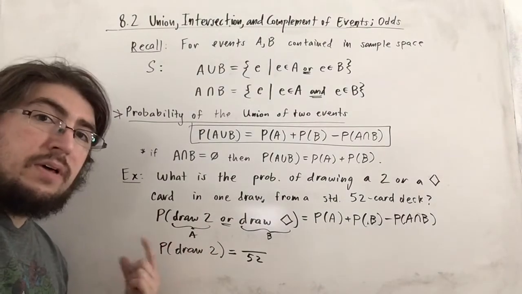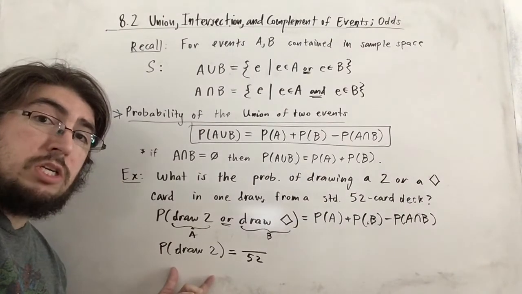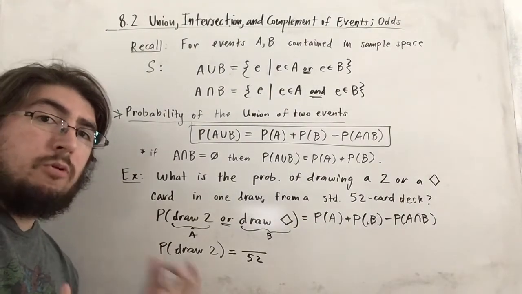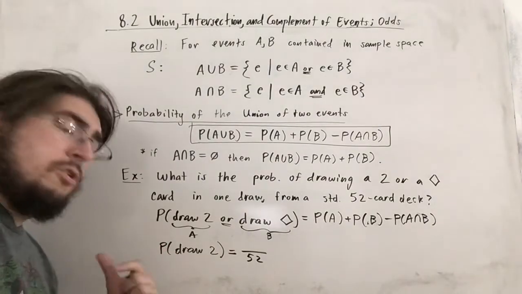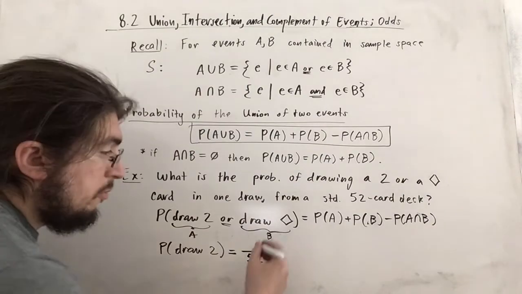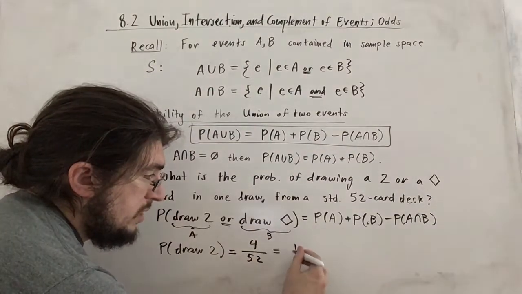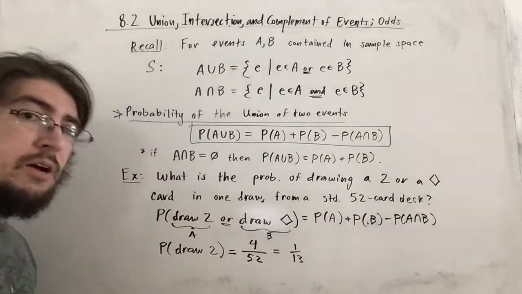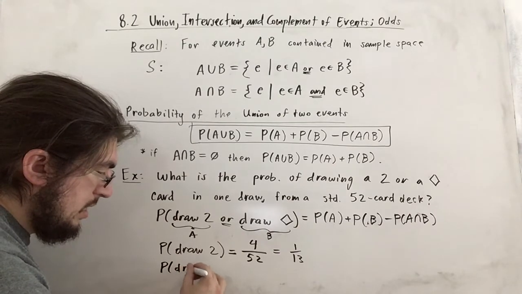The number of 2s, the number of things in the set of possible 2s you can draw, well, remember there's a 2 for each suit. There are 4 suits: the 2 of diamonds, the 2 of spades, the 2 of hearts, and the 2 of clubs. So there are 4 actual 2s you can draw. In total, our probability after reducing is 1 over 13.